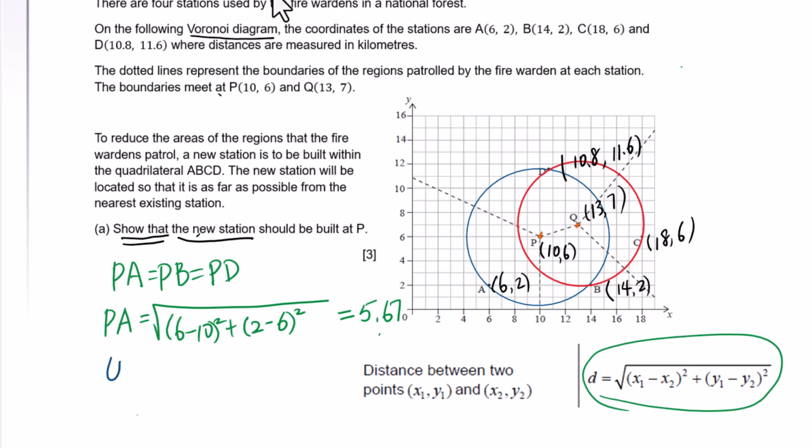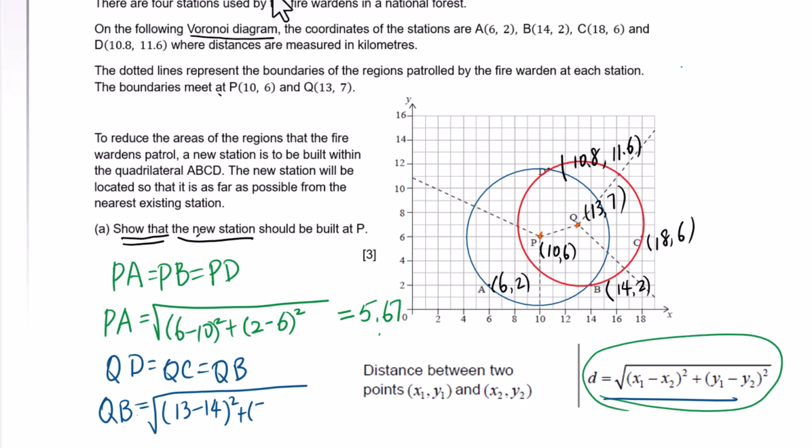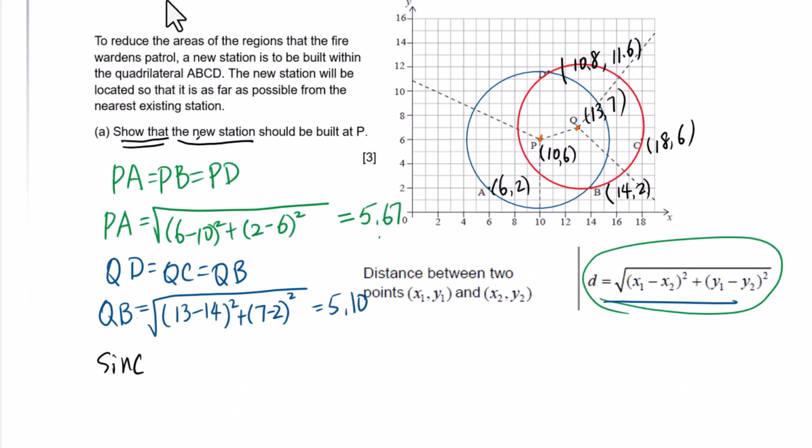QD, QC, QB are the radii, so they all equal each other. Let's work out QB by using this formula. (13 minus 14) squared plus (7 minus 2) squared, square rooted, equals 5.10 by calculator. Since PA is greater than QB, the new station should be built at P.